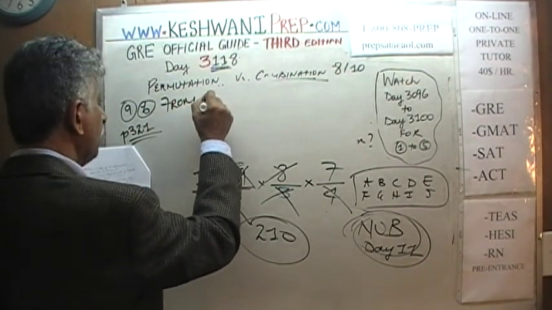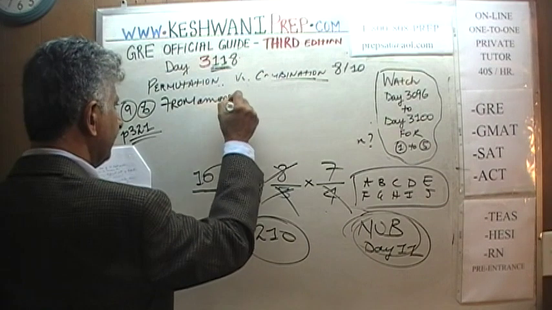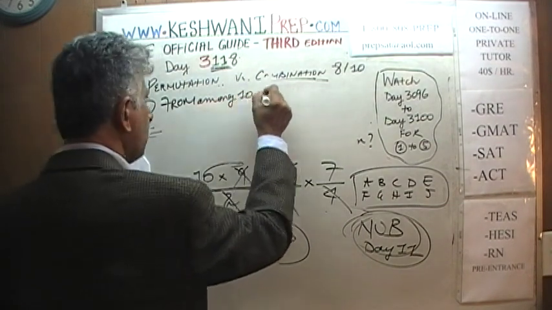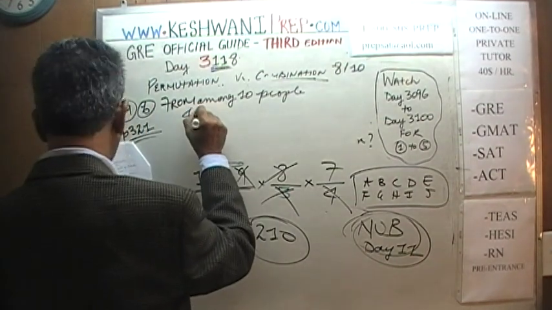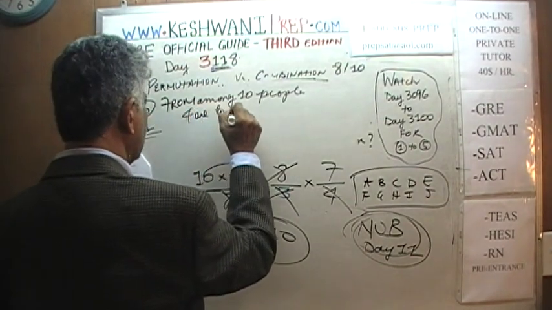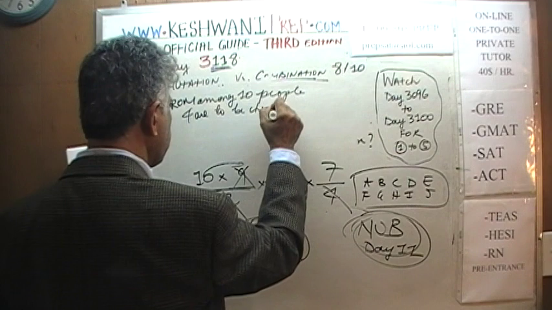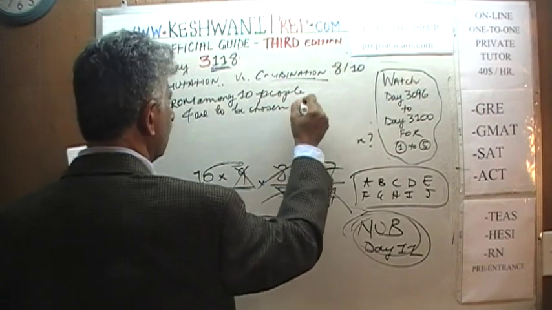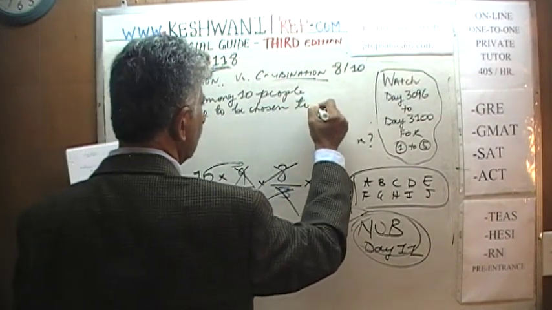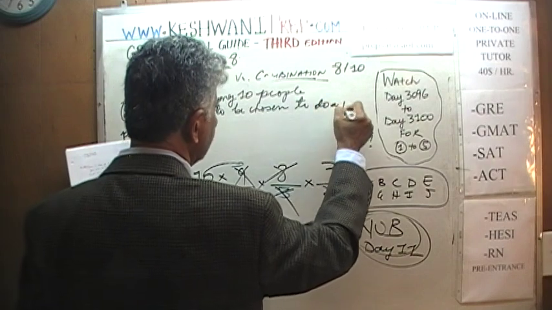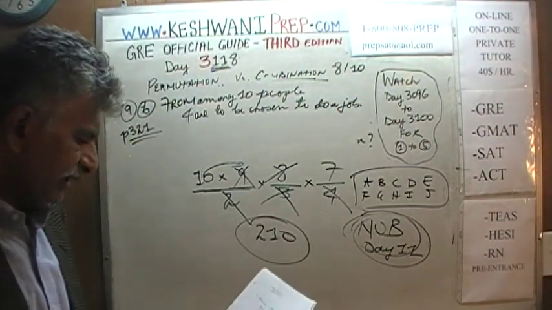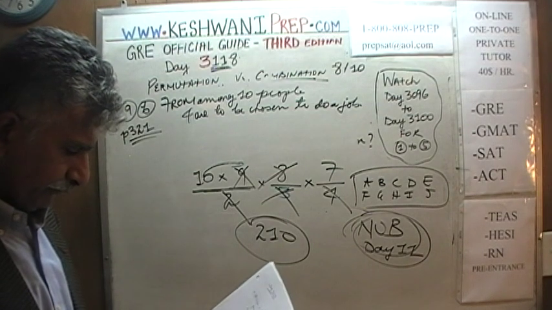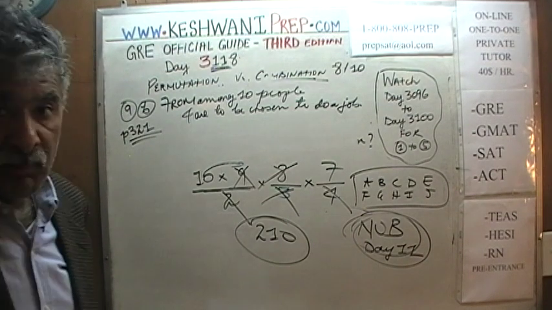It says, from among 10 people, 4 are to be chosen to do a job. I'm going to write it in a very generic way, to do a job, any job. How many different ways can we pick 4 people?